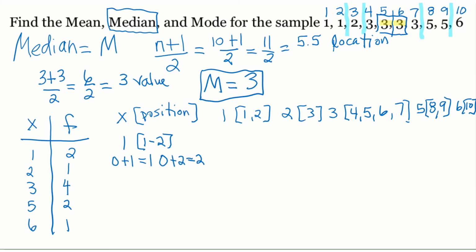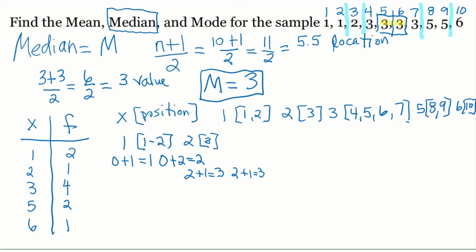Now we're going to look at the x value of 2, and we're going to start where we stopped. So we stopped at the upper boundary of 2, and we're going to add 1 to get the lower boundary. So that's going to be 3. And then to get the upper boundary, I'm going to add the frequency, which is also 1. And that tells me it just has the one value, which is 3.